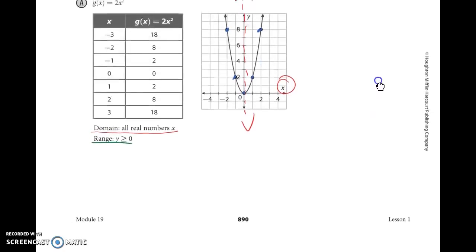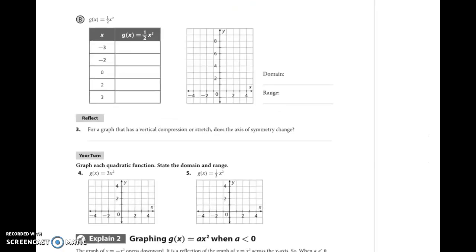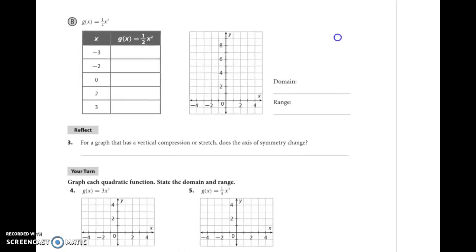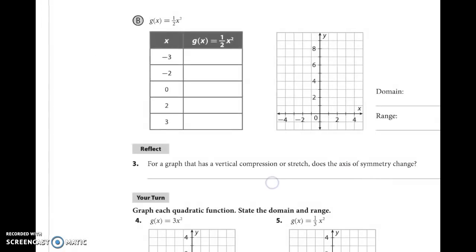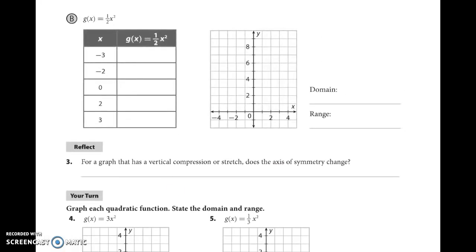Now going on to example 2 on the next page, 891. Example 1, part B. Let's do that for this one here. So if I plug in -3, I'd have -3 squared is 9. So 1/2 times 9 is, we can either do this in decimals or we can leave this in fractions. So we'll say 9/2, which is 4.5.